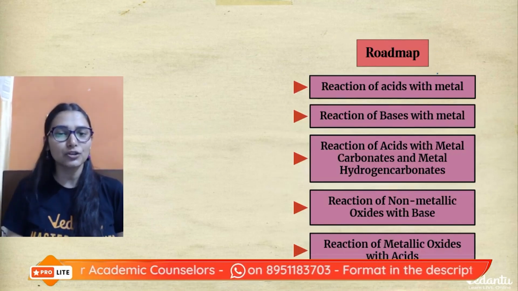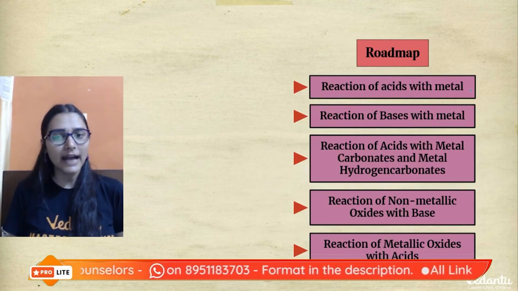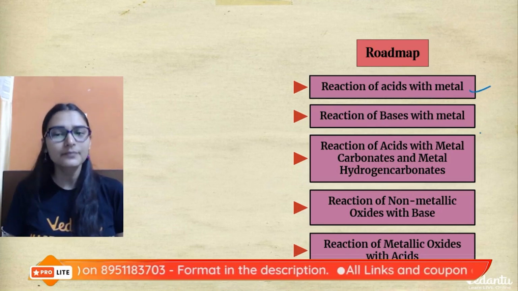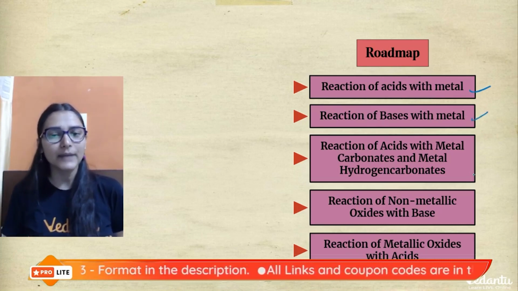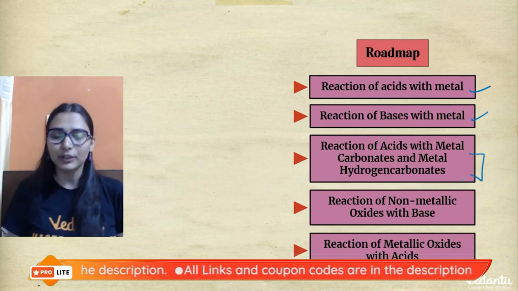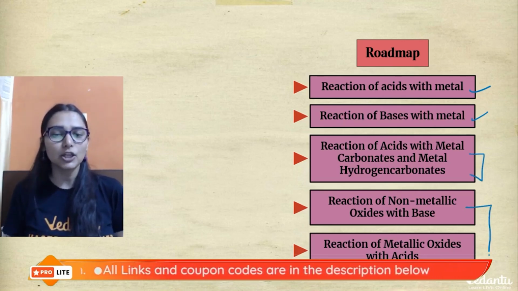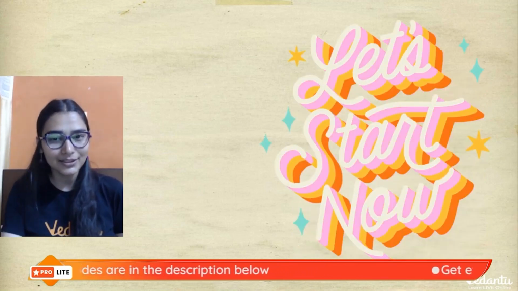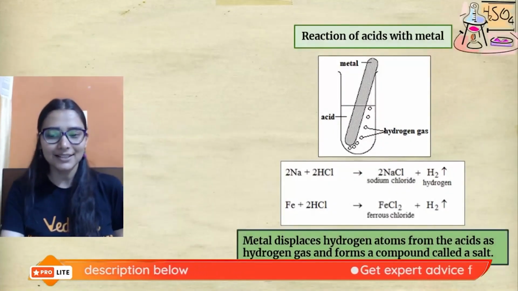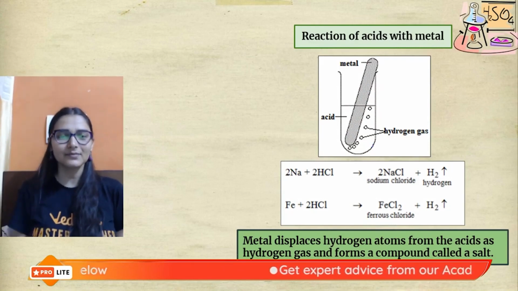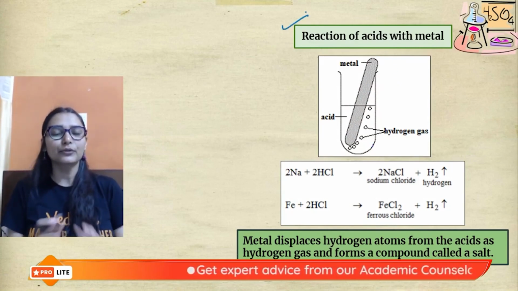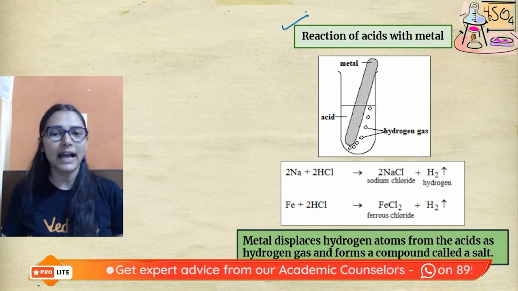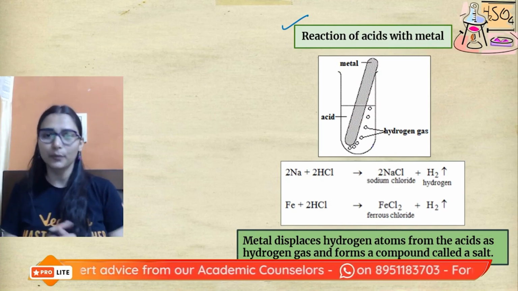And in this session we would be discussing the reactions of acids with metals, bases with metals, apart from that metal carbonates, bicarbonates, and then metal oxides and non-metal oxides. Stay till the very end in the session and let's get started now. Without wasting any time, the first kind of reactions are the reaction of acids with the metals.